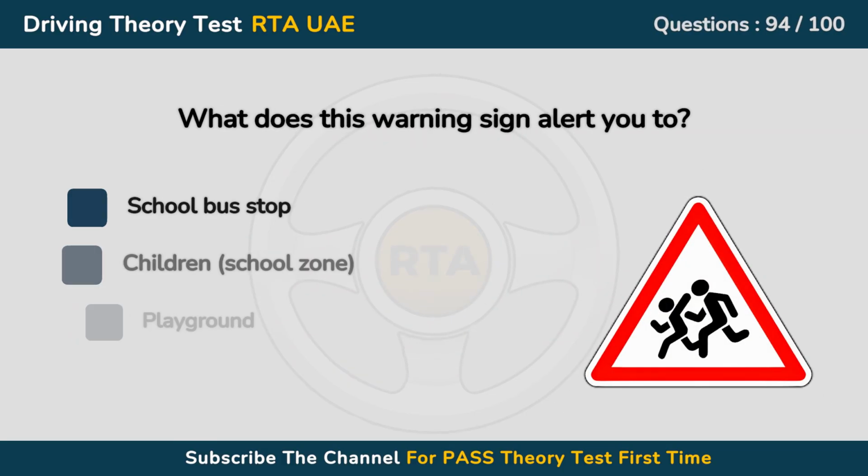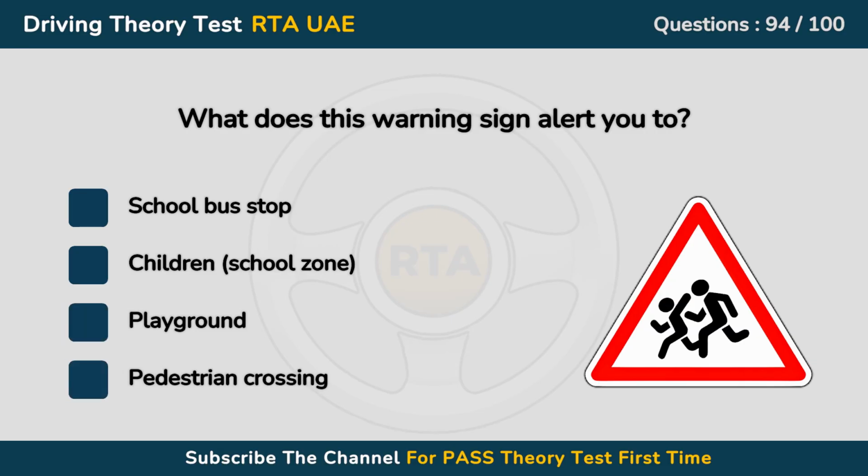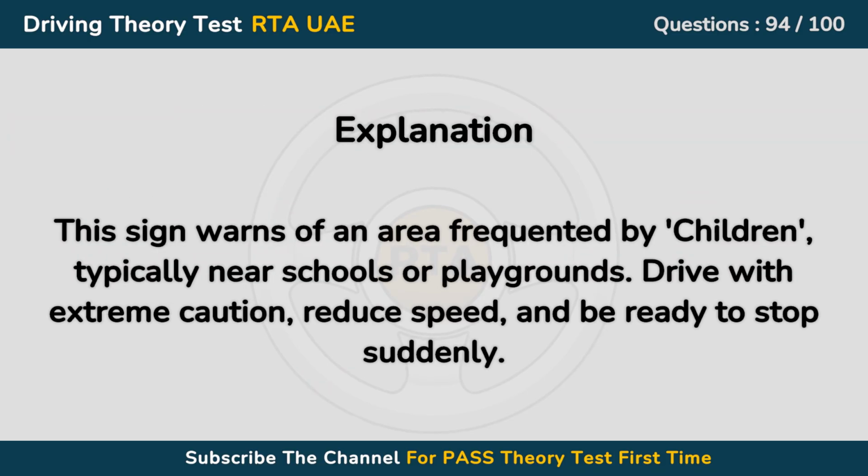Question 94. What does this warning sign alert you to? A. School bus stop, B. Children's school zone, C. Playground, D. Pedestrian crossing. Answer is B. Children's school zone. This sign warns of an area frequented by children, typically near schools or playgrounds. Drive with extreme caution, reduce speed, and be ready to stop suddenly.